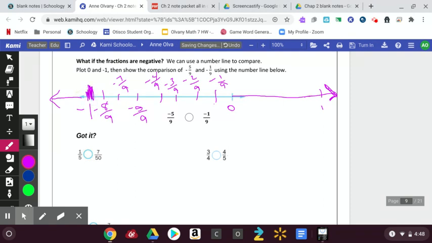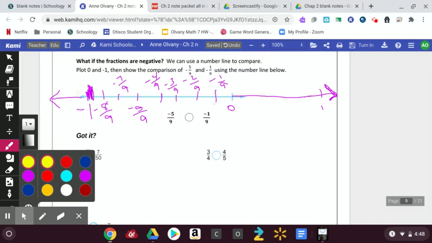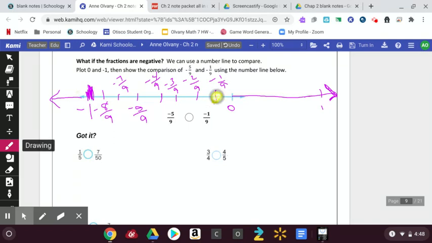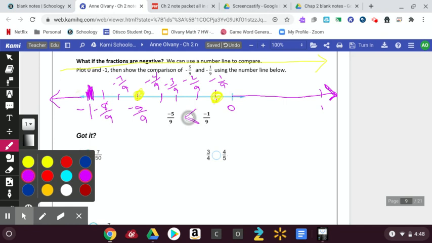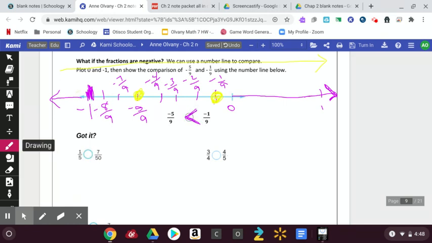So -1/9 then is here. And -5/9 is here. Knowing that things get larger as they get towards the positive numbers, we can visually see that -1/9 is larger. So I'm going to put the mouth open to the -1/9, and I would read that -5/9 is less than -1/9, because we read numbers just like we read words from the left to the right.